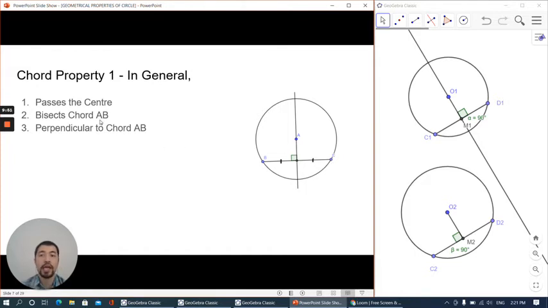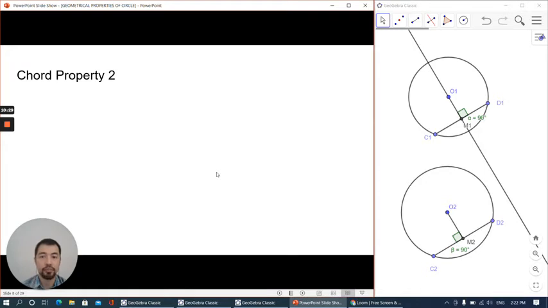Or if we know that there's a line bisecting the chord BC here, and it's perpendicular, that means this perpendicular line will pass through the center. And if we have a line that passes the center and is perpendicular to the chord, we can say that it bisects the chord. Any question at this point? Is everyone clear? Okay, so let's continue to the second property.